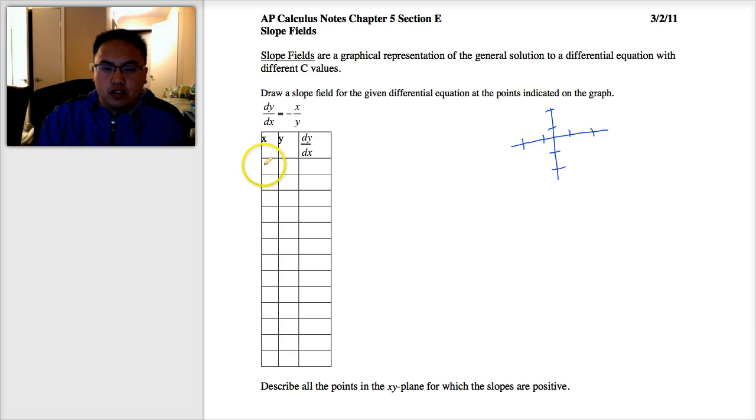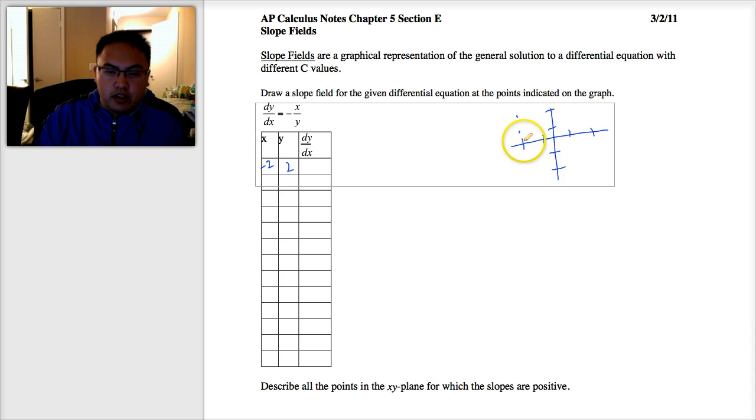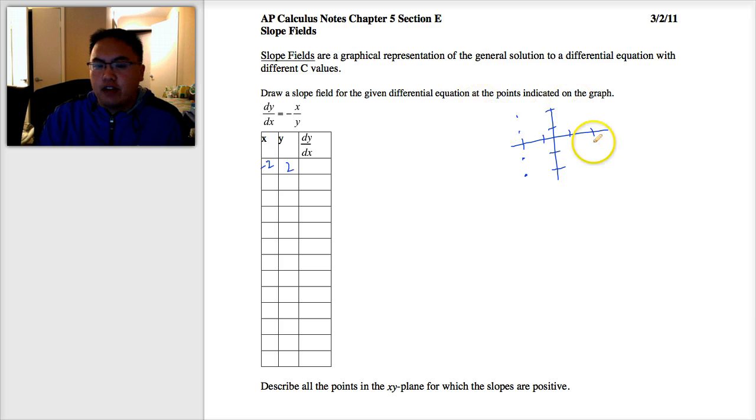Starting from this negative 2, I could have a coordinate of negative 2 and 2. I have this coordinate, I'll even draw a dot. I could have a coordinate here, on the x-axis there's a point here, and there's a point here. So I'm just graphing every coordinate available in this window.